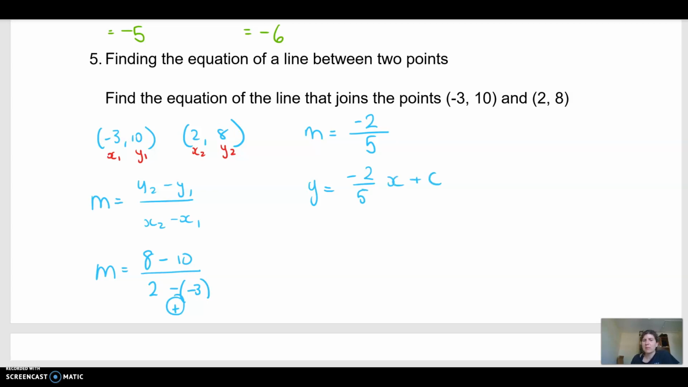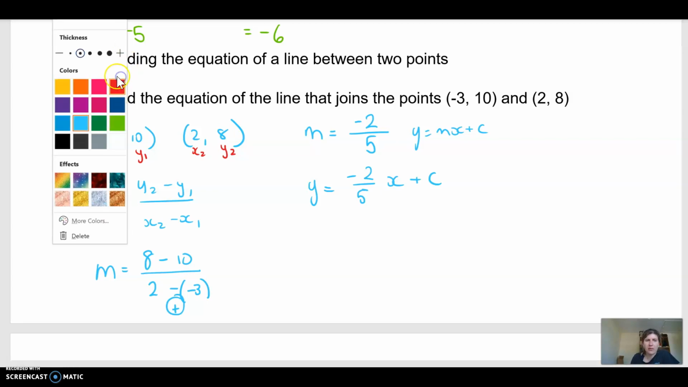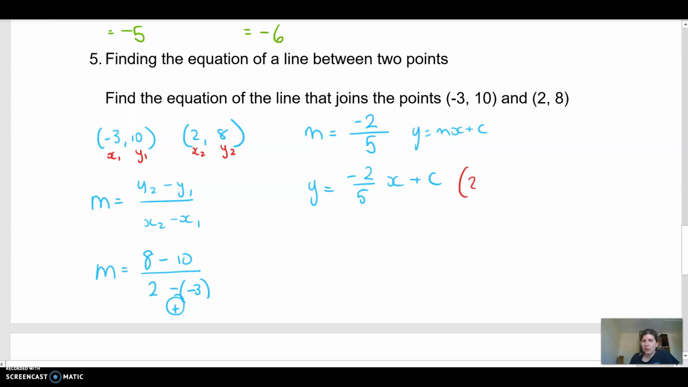Then I sub my gradient back into my y equals mx plus c equation. So if I know m is equal to -2/5, and that's it there. And then the next thing I do after that is I take one of my other points. I'm going to use 2 and 8 in this case, and I'm going to sub in 2 for x, because that's my x value, and 8 for y, because that's my y value. All right, from here then, I sub this in and I get 8 equals -2/5 times 2 plus c. Oh, sorry, just let me get rid of that for a second.